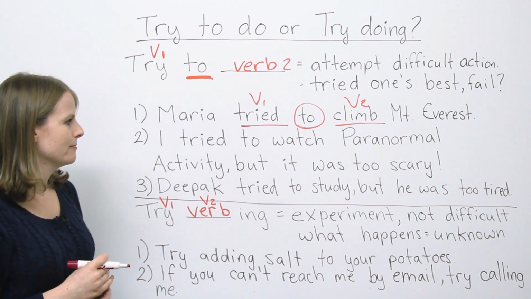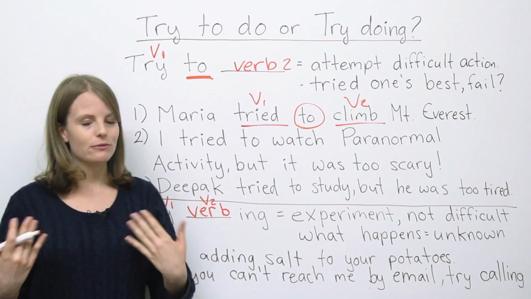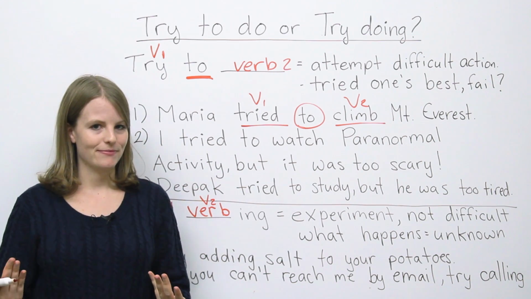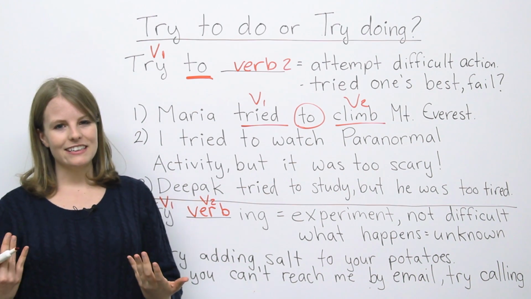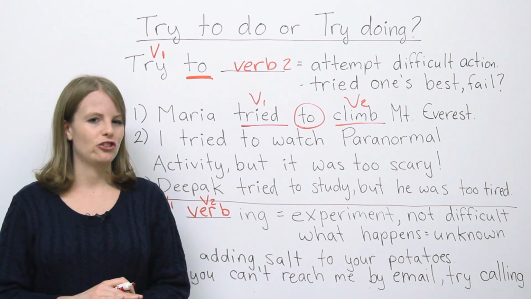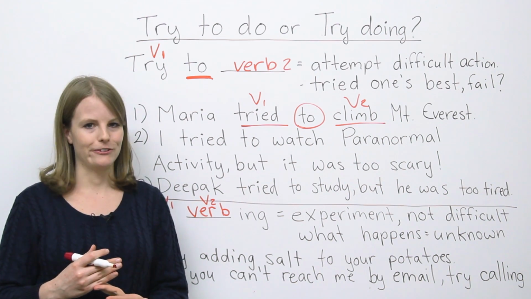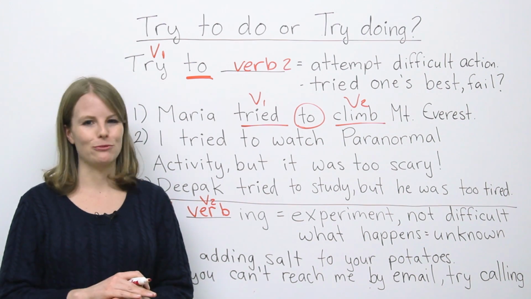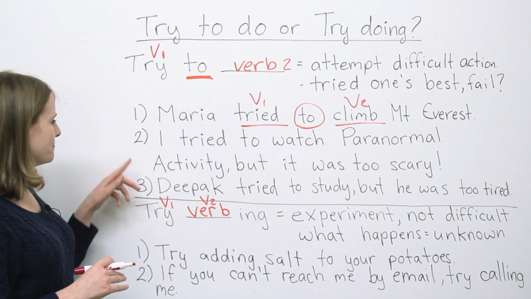Our second clue is that Maria, she tried her best. Okay, Maria tried to climb Mount Everest. This sentence indicates she probably failed, meaning she probably wasn't successful. She tried her best, but she probably didn't climb Mount Everest. Let's look at another example.